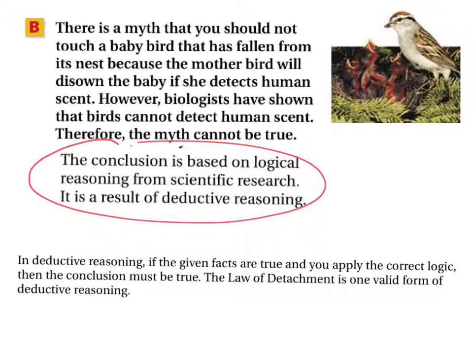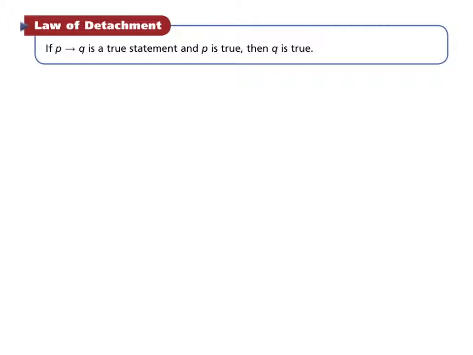Now, in deductive reasoning, if the given facts are true and you apply the correct logic, then the conclusion must be true. The law of detachment is one valid form of deductive reasoning. Here's what the law of detachment says. If "if P then Q" is a true statement, and P is true, then Q is true. Let me say that again. If you have an if-then statement that is true, and P is true, then Q must also be true. So let's do some examples of that.